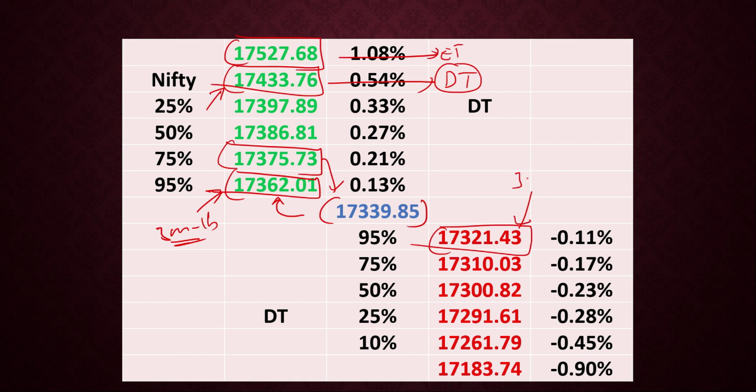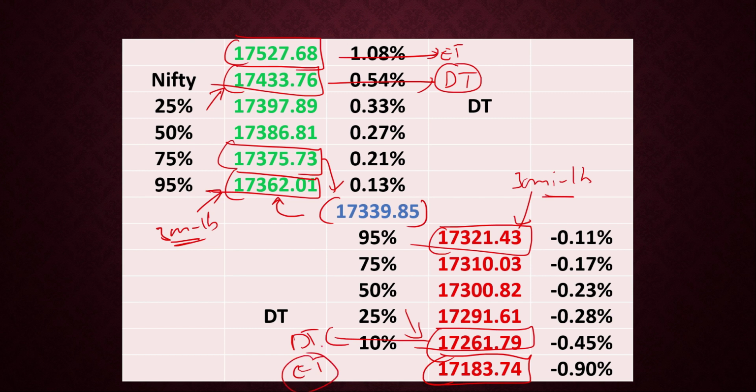And if the market sustains below this level for at least 30 minutes to 1 hour, then we can expect a further fall up to the 70,261 level, and this 261 level will be acting as a good daily target. And if the market closes below this level, then we can expect a further fall up to the 70,183 level, and we can consider this 70,183 level as an extreme target.